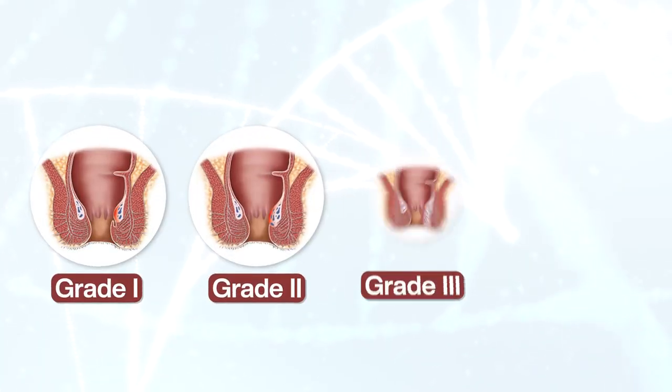Hemorrhoid disease, which is caused by the swelling of the hemorrhoidal veins located in the anal canal, develops based on the degree of swelling and progression, and is classified into different grades. Hemorrhoids are divided into grades 1, 2, 3, and 4.